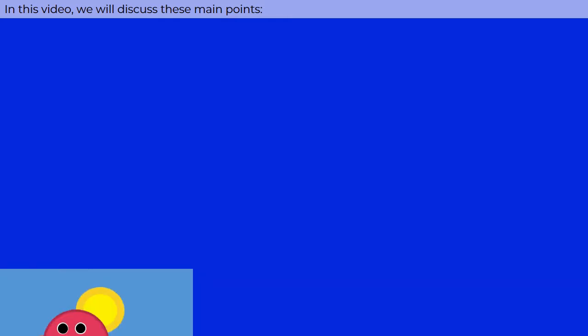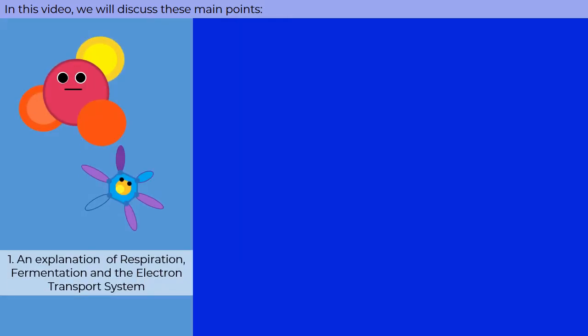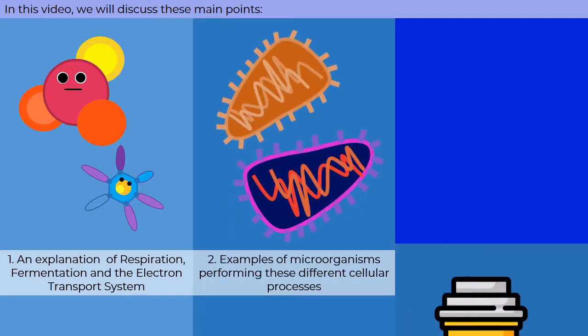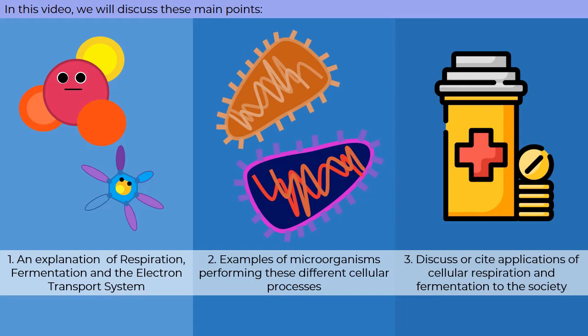In this video, we will discuss these main points: an explanation of respiration, fermentation, and the electron transport system, examples of microorganisms performing these different cellular processes, and discuss or cite applications of cellular respiration and fermentation to the society.